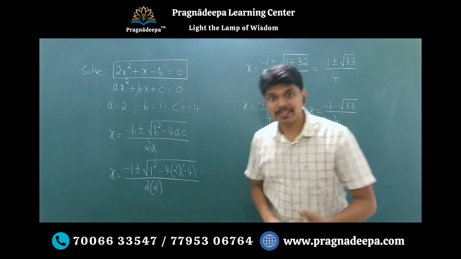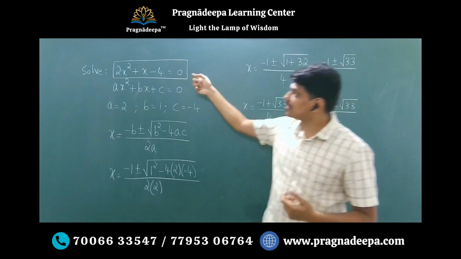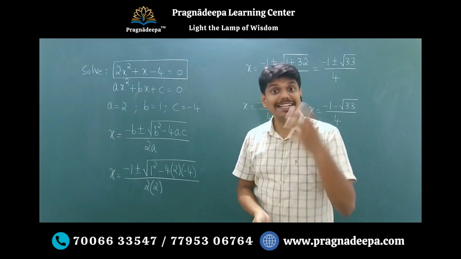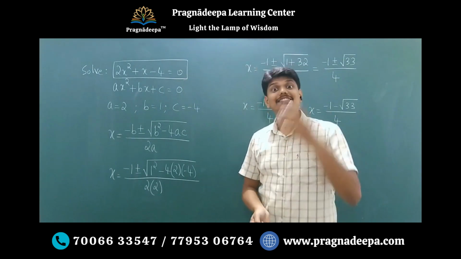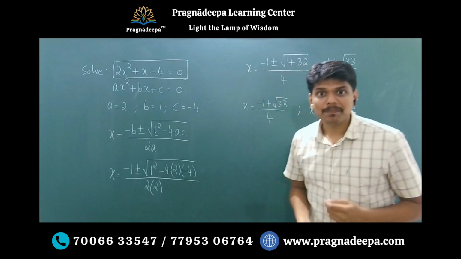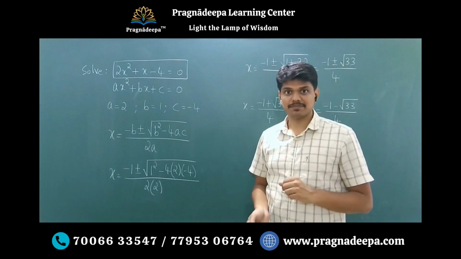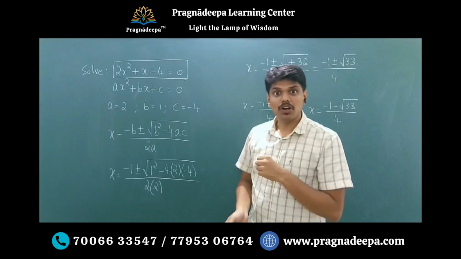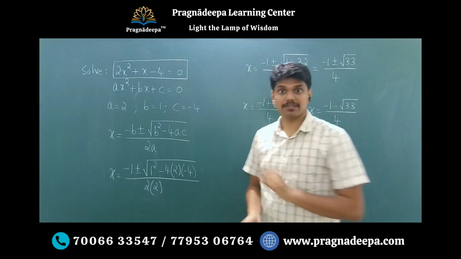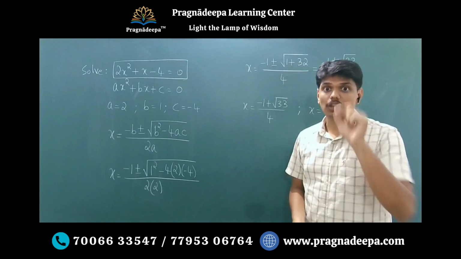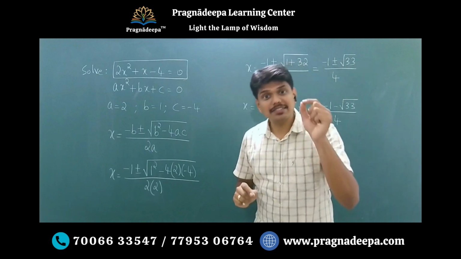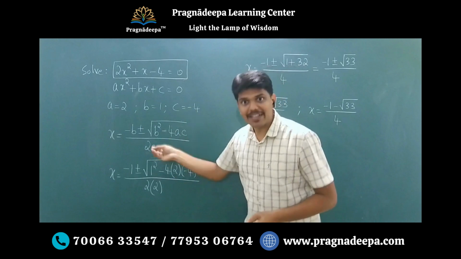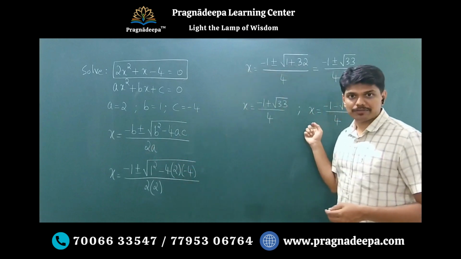I repeat, when the graph of this quadratic equation, that is the parabola, touches or intersects at integer points on the x-axis, it is quite easy and natural to solve the problem with the help of the factorization method. Whereas if the graph of that quadratic equation crosses in between integers, it is quite difficult to solve using factorization. So that is the reason why we use the formula method to find the roots of the quadratic equation.